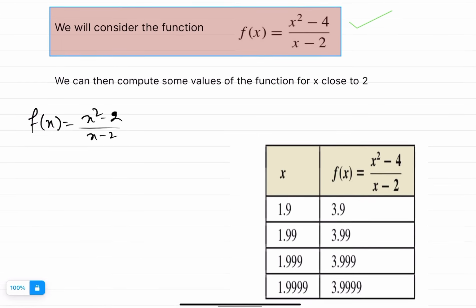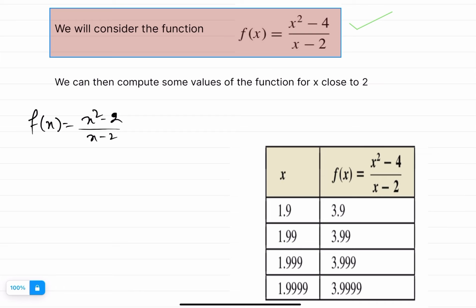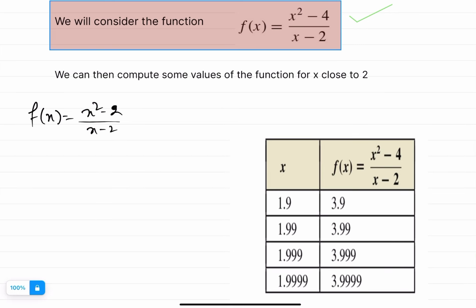First, we can take values that are lesser than 2, for example, 1.9, 1.999, 1.9999, and so on. And we can check what the output is for this function. If we take x equal to 1.9, we will check how the function is behaving at that point. On simplifying it, it will be equal to 3.9.